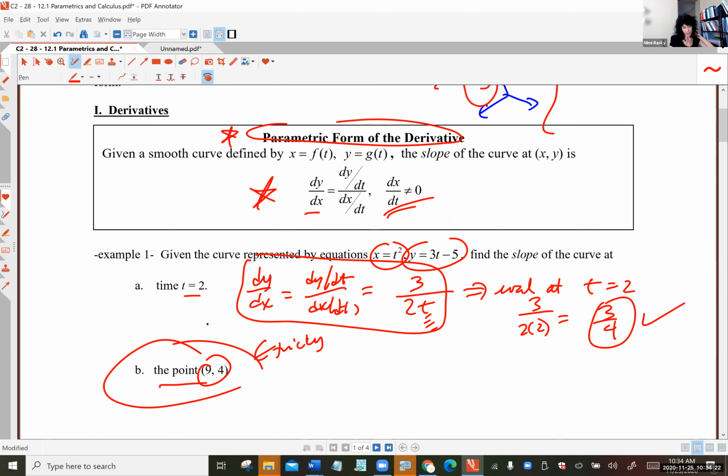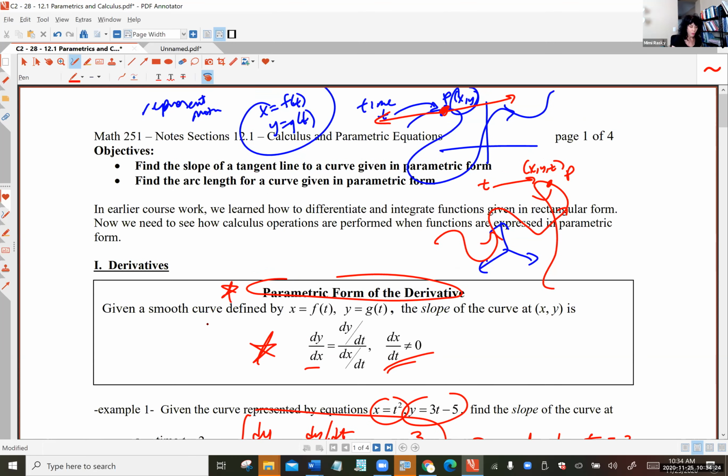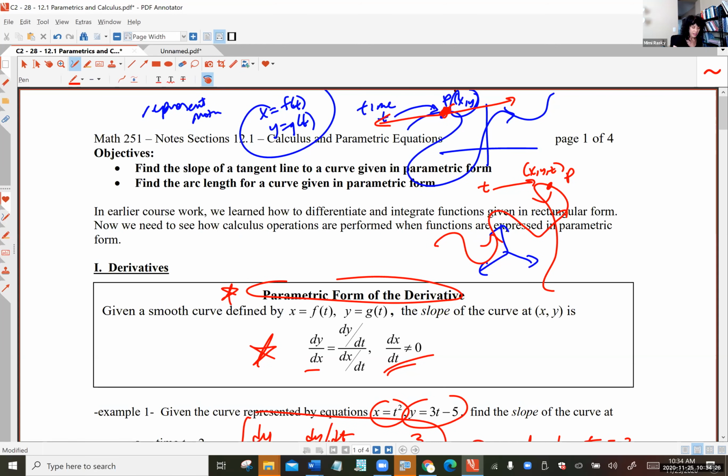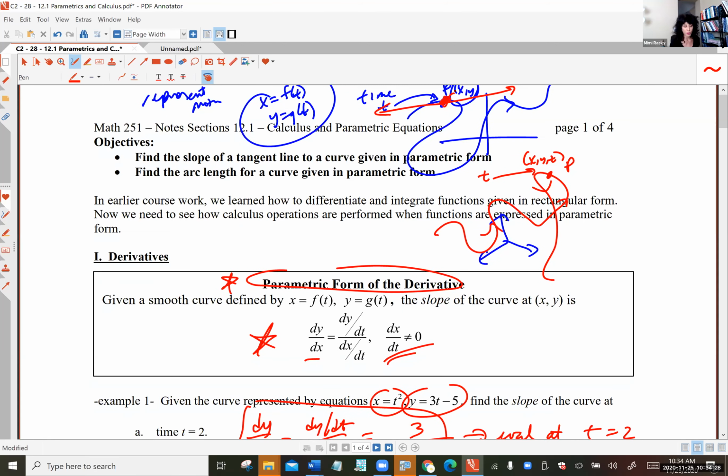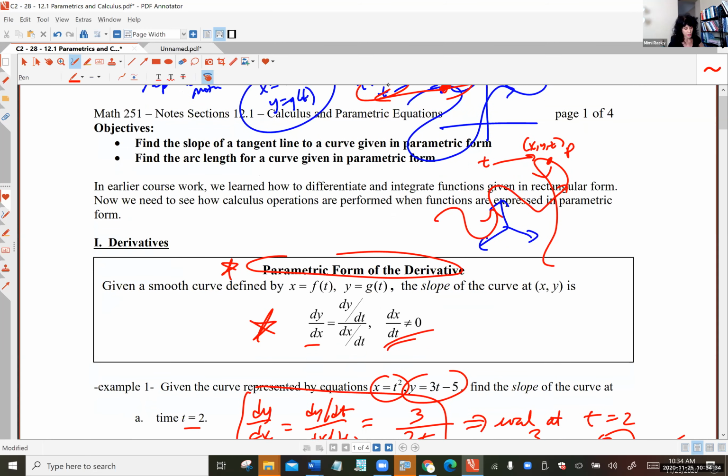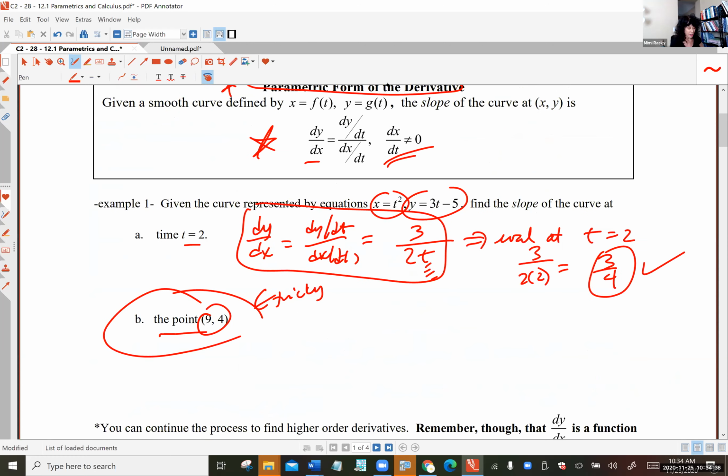So as I mentioned at the beginning of the lecture today, when you have a point, there's always 3 pieces of information that go with the point: the location, the x and y coordinates, and the time t. And sometimes it's tricky. If you have one, you've got to get the other. So here they're just giving you the x and the y.